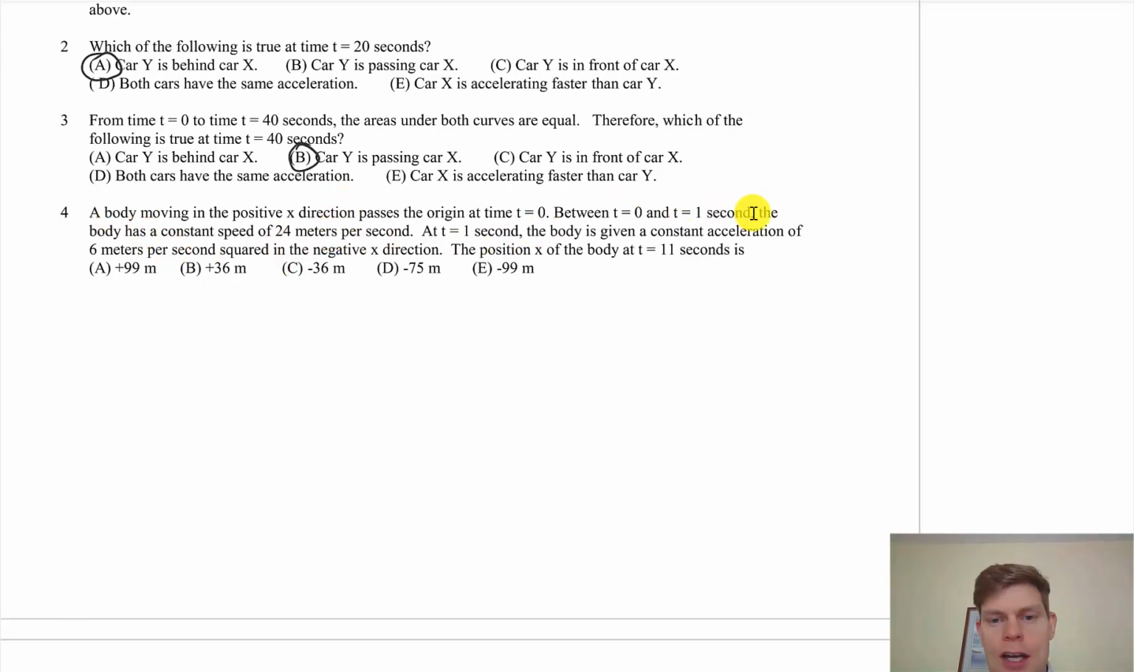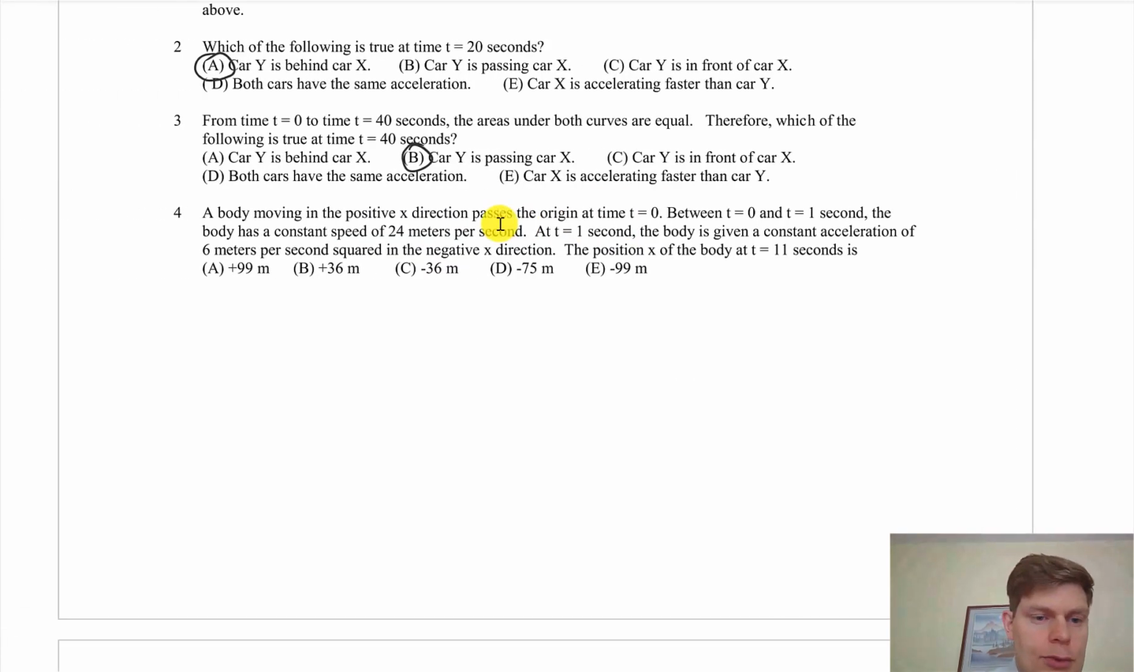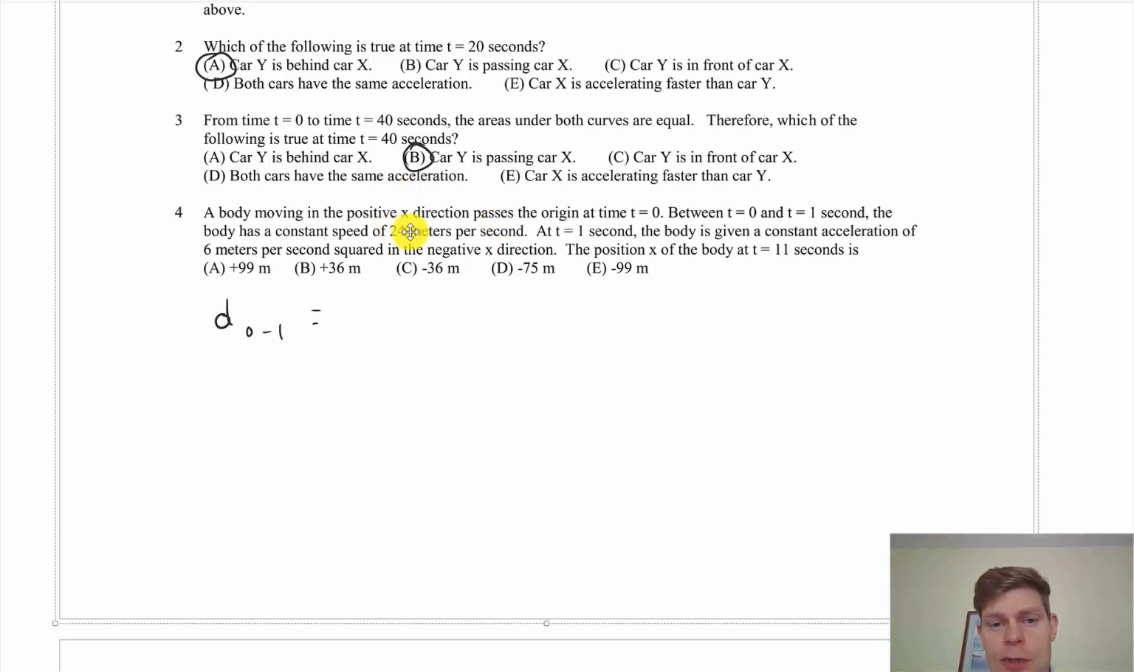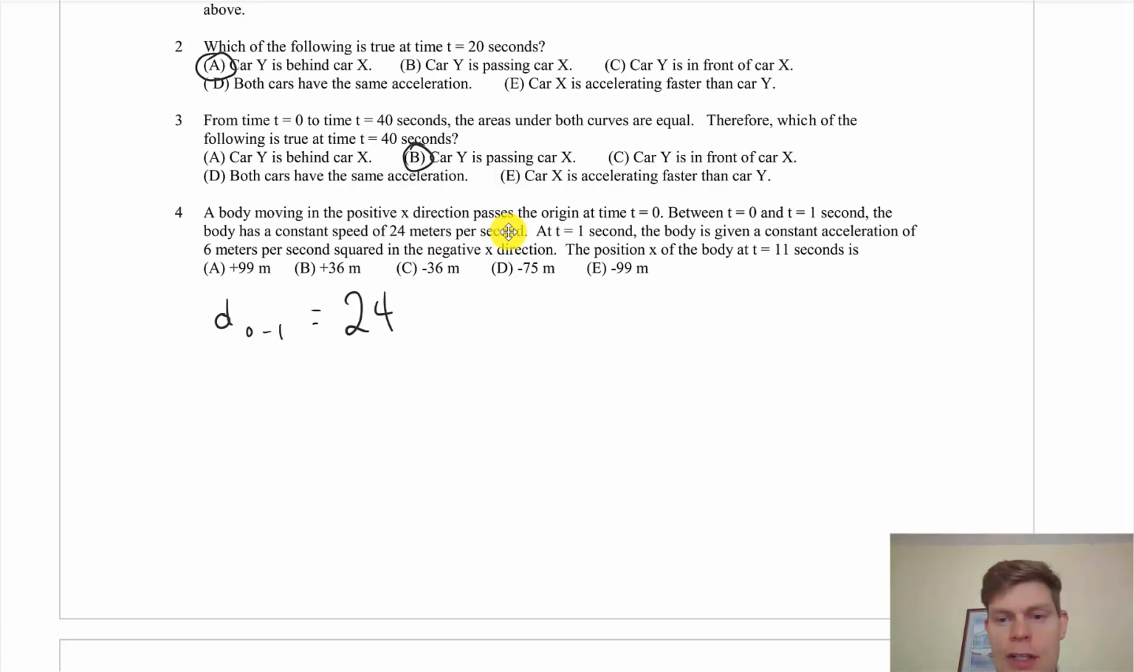All right, this guy is a little killer because you gotta separate out the distance it goes in the first second and the distance it goes in the last 10 seconds. So basically break it up from 0 to 1. So d from 0 to 1 second: it's just going a constant speed of 24 meters per second. So it just went 24 meters in the first second.